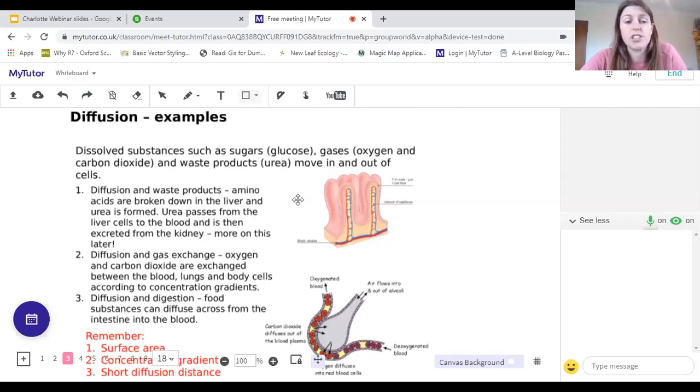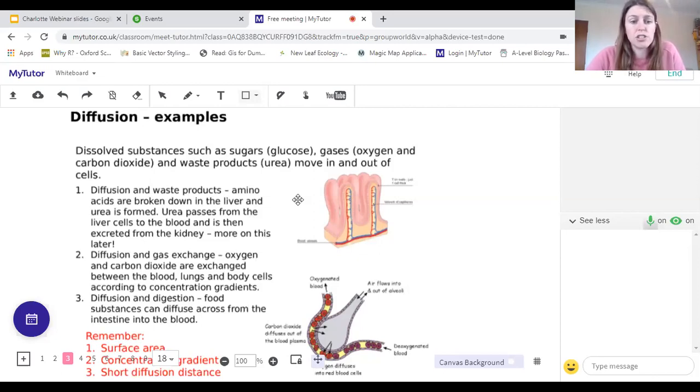Diffusion and gas exchange. If you've been part of the My Tutor Online School for a while studying biology, this is one of the first things that we covered, gas exchange in the lungs. We talked about alveoli in particular in the lungs, and how oxygen, when we breathe in, moves from our alveoli into our blood. Carbon dioxide is exchanged for that and then breathed out. All of that is done by diffusion as well. It's literally just moving from a high concentration to a low concentration through that random movement of particles.